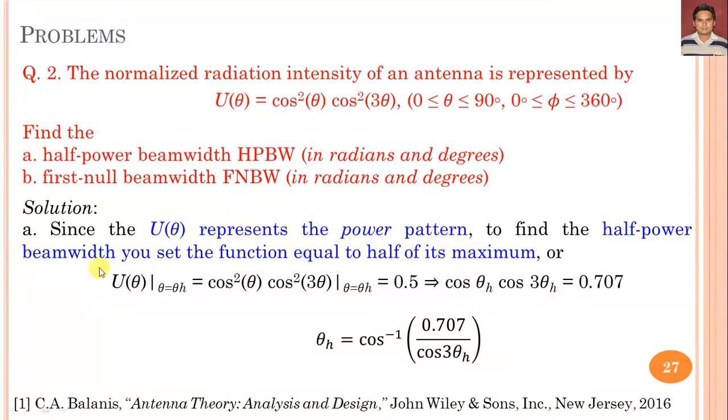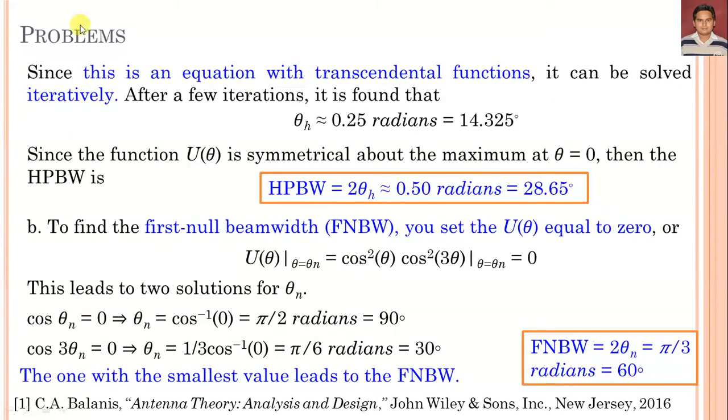I mean 1 by 2. So U of theta h is equal to 1 by 2. This is the half power beamwidth condition. In the case of the amplitude pattern, we take 1 by root 2, I mean 0.707. So we can calculate theta h, which is equal to cos inverse 0.707 upon cos thrice of theta h, and this is an equation with a transcendental function, and it can be solved by an iterative procedure.